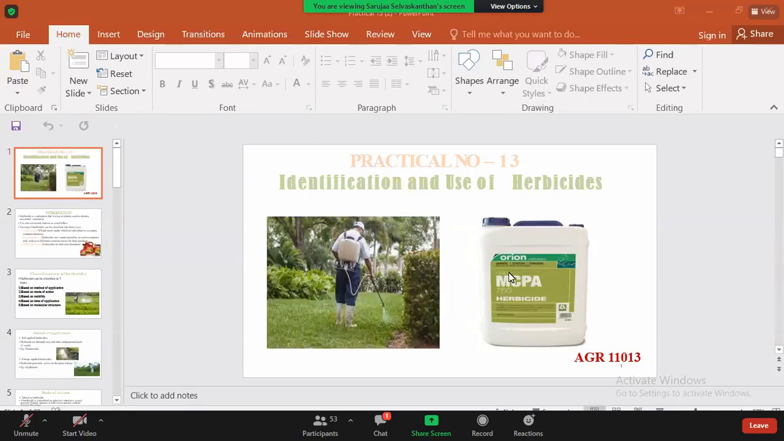Dania, what is a herbicide? Weed killers, used to destroy unwanted vegetation. You said unwanted vegetation. What does unwanted vegetation mean? Okay, introduction.